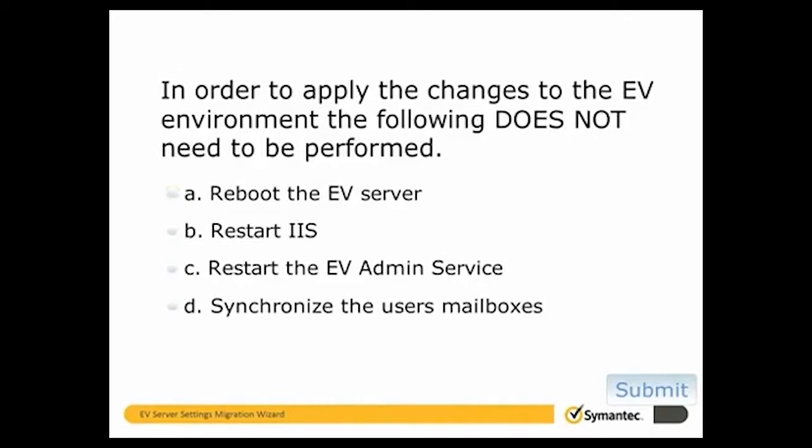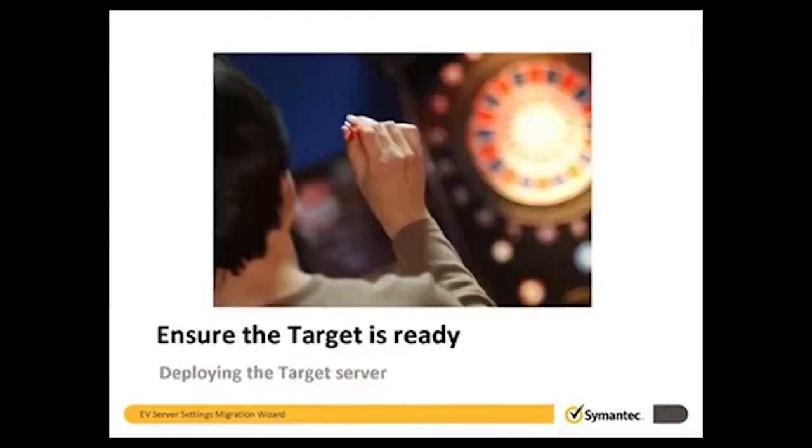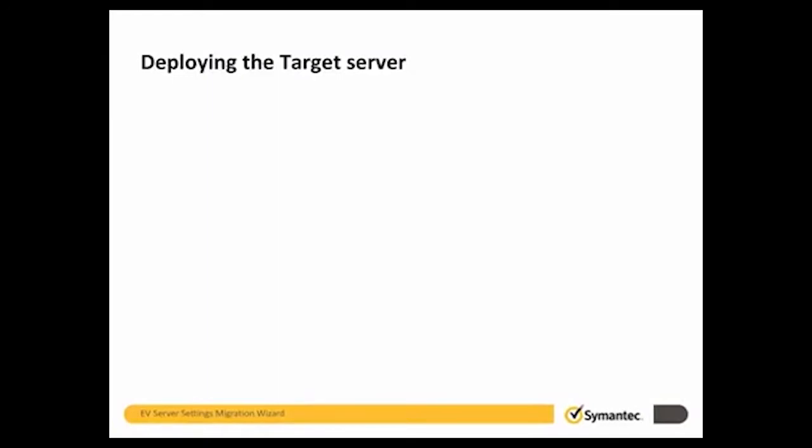Is the target server ready? We will take a look at deploying the target server so that it is ready for migration. The target server should be 2008 R2 or later if preparing to upgrade to Enterprise Vault 10, as this is the minimum requirement. All of the EV prerequisites must be installed on the target server.